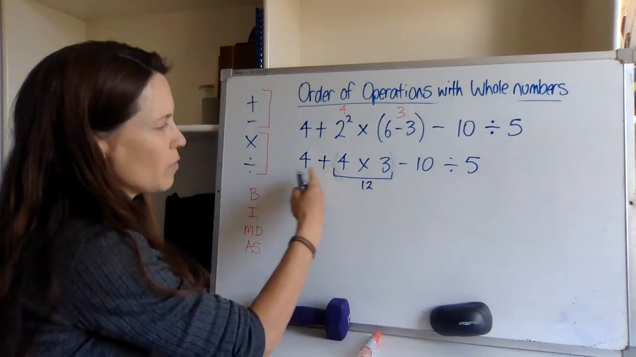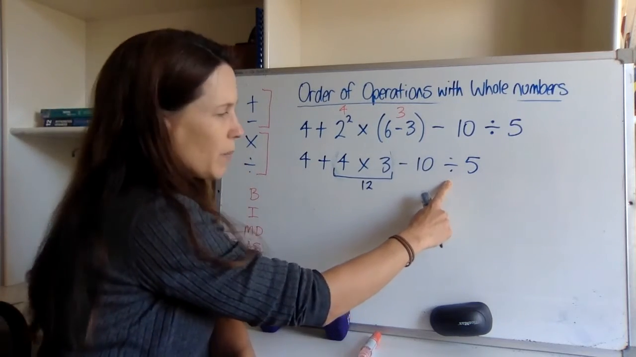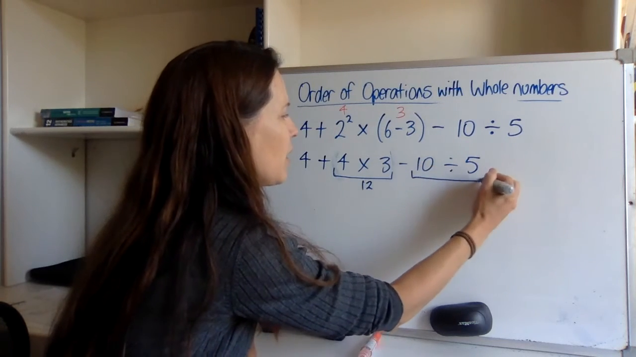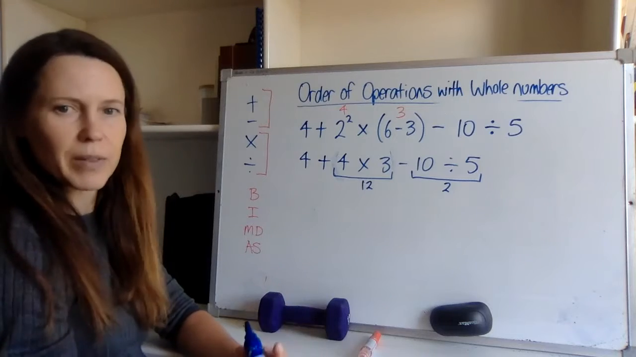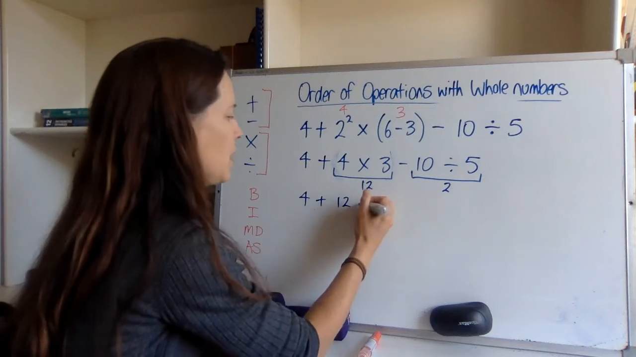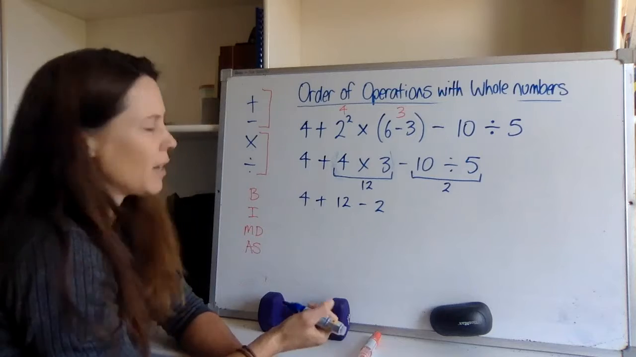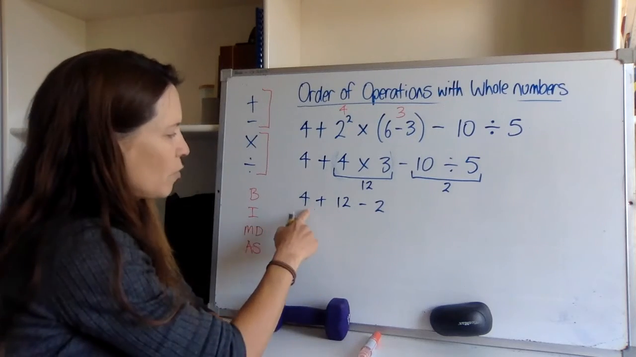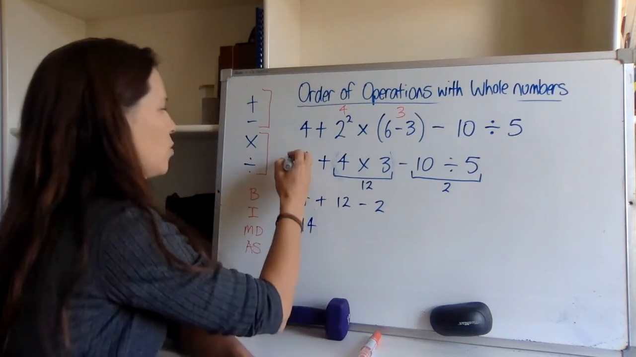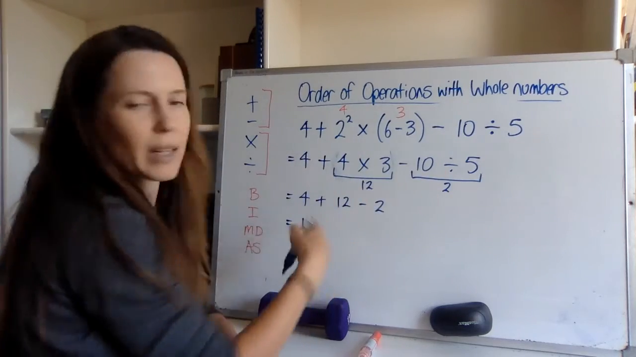Okay, now if I keep moving along, I can look for any multiplication or division, and I've got one here. Now, what's being divided by what? The 10 is being divided by 5. Well, I know that 10 divided by 5 is 2. Now I can rewrite this tidy. I've got 4 plus 12 minus 2. All right, I'm left now just with addition and subtraction, and I can just do those in the order that they come. So 4 plus 12 is 16, minus 2 is 14. I should probably have equal signs on each line here. And that's how I can tidy up something like that, just a little bit at a time.